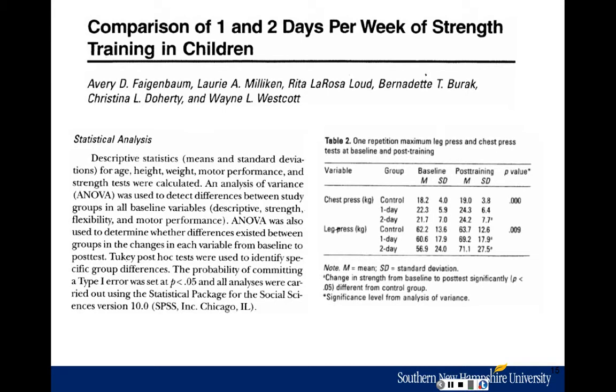But then they had to do a post hoc test, and you can take a look in the paragraph here, about 3/4 of the way down. They say Tukey post hoc tests were used to identify specific group differences. So Tukey is a type of post hoc test, presumably named after a guy named Tukey. So they did the analysis of variance, and then they did post hoc tests to see specifically which groups were different.